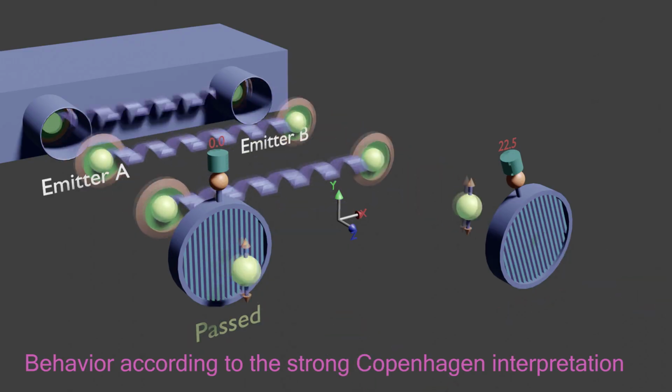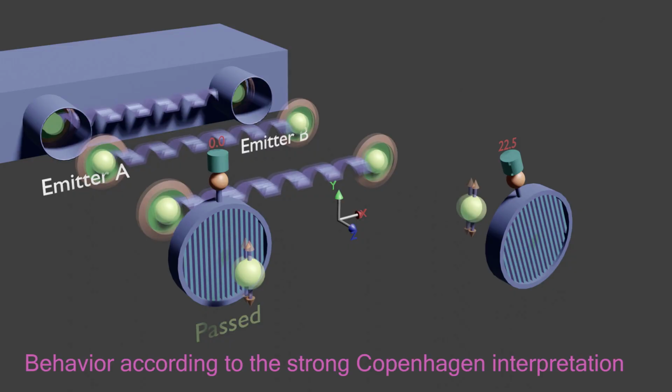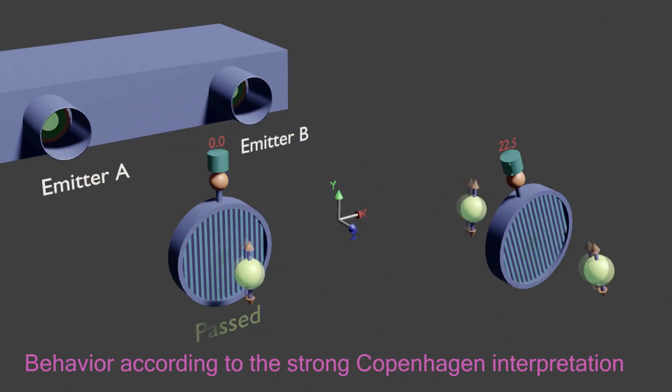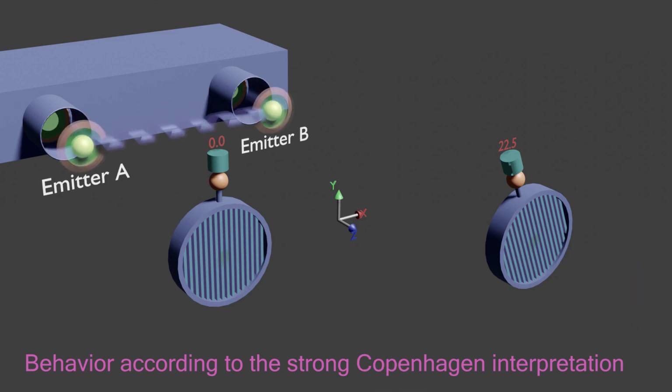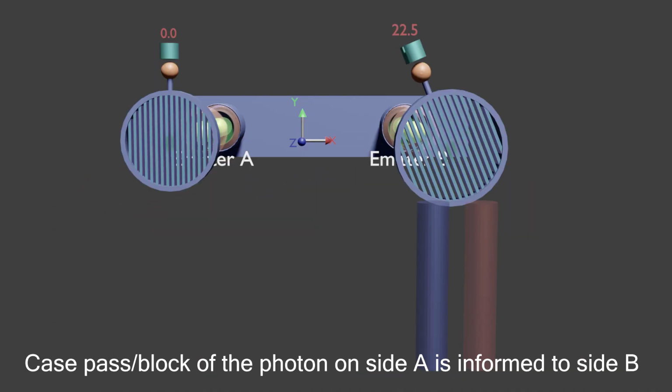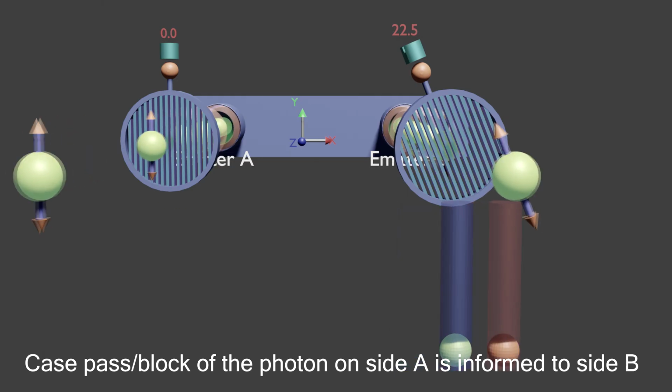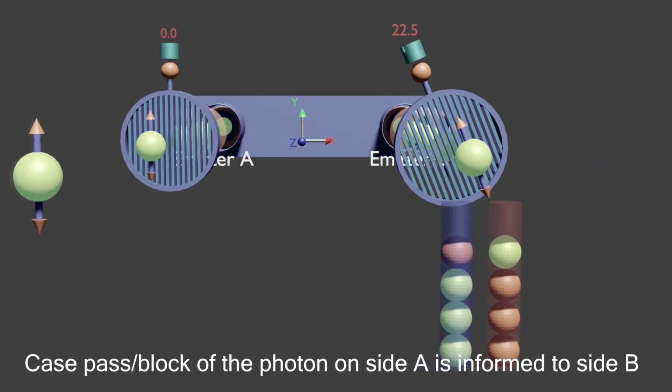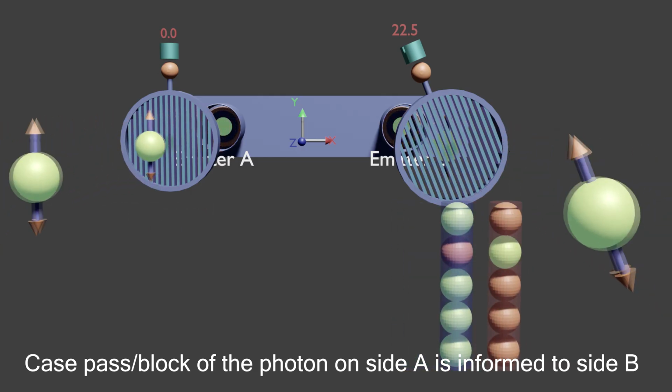Then, can we actually use quantum entanglement to instantaneously send the filter angle information on side A to side B? Again, I'm showing you the imaginary animation based on the strong Copenhagen interpretation. If you know whether a photon on the A side passes or is blocked, you can calculate the angular difference between the filters by summing up the passage probabilities in each case on the B side.